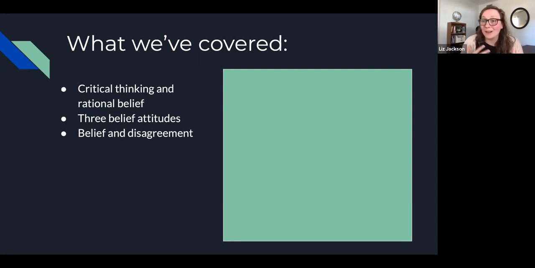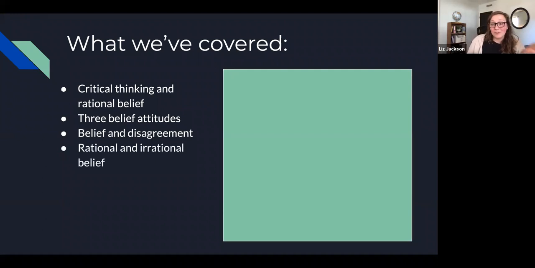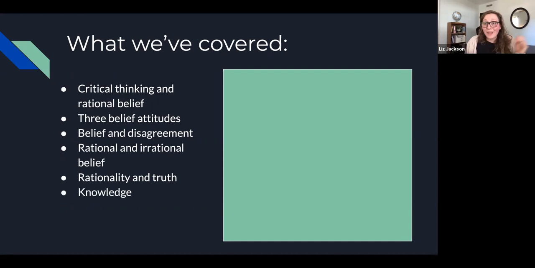The sentence we're talking about is ambiguous. And then we've talked about rational and irrational belief. Rational belief is supported by your evidence. Irrational belief is not supported by your evidence. And then we've talked about the relationship between rationality and truth and how they can actually come apart in several ways. And then we've basically done a little bit about knowledge and talked about 3 of the 4 components of knowledge. So here's a couple key lessons.